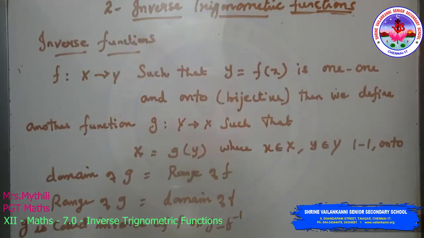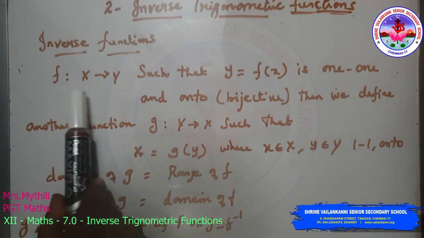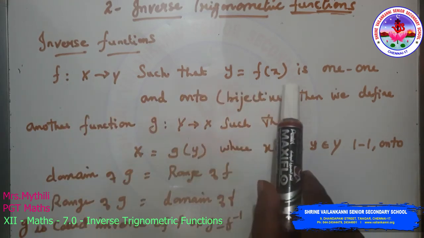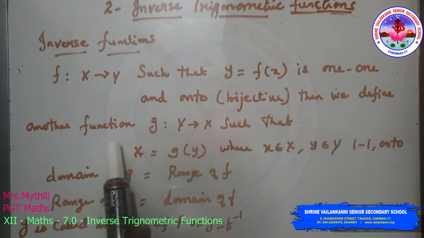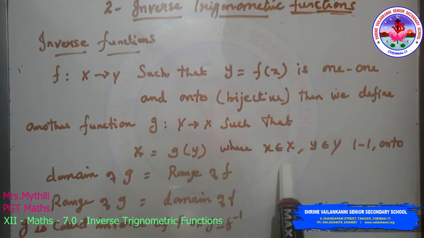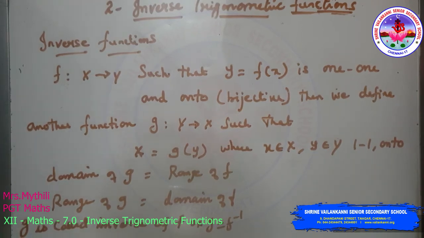Inverse function: we know that f from X to Y such that y equal to f of x is 1 1 and onto, that is, a bijective function. Then we define another function g from Y to X such that x is equal to g of y, for x belonging to X and y belonging to Y, which is also 1 1 and onto. If both 1 1 and onto are satisfied, then the inverse exists. So g is called the inverse of f, or g equal to f inverse. In such a case, the domain of g is equal to the range of f, and the range of g is equal to the domain of f.